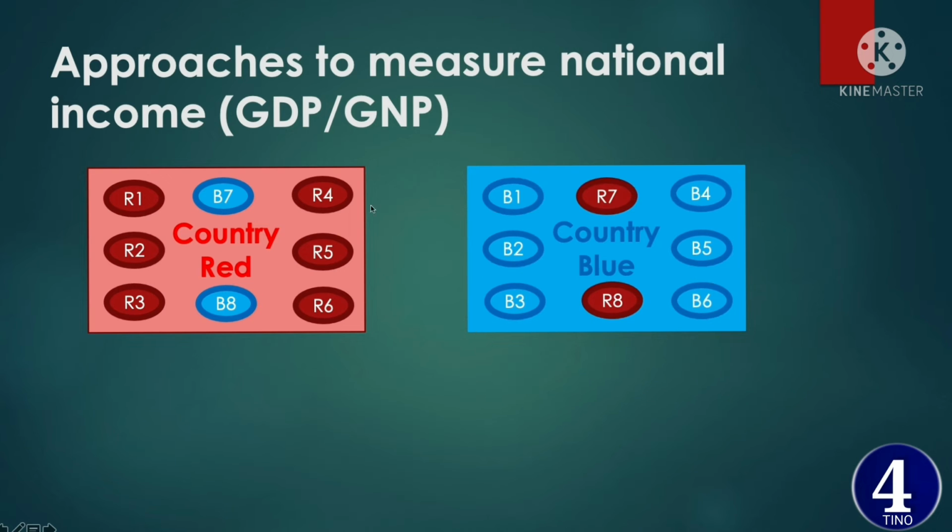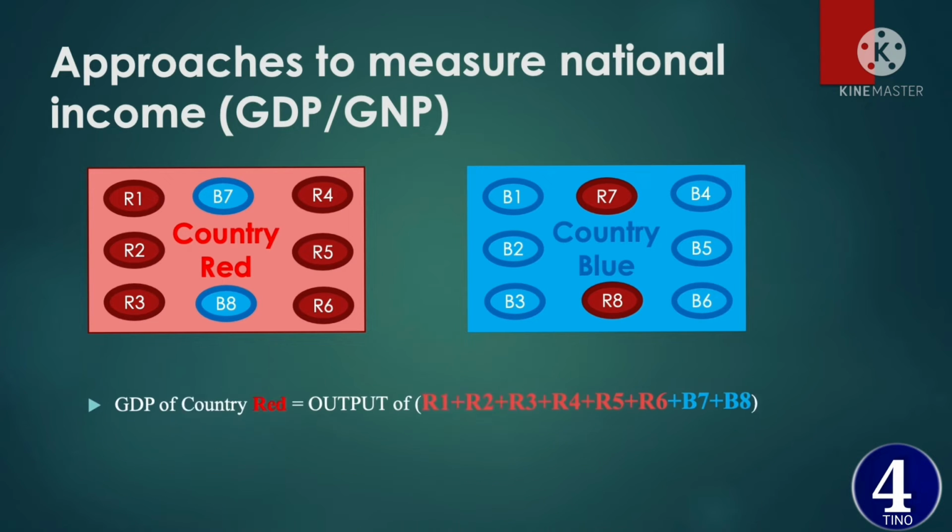Similarly, let's say that country blue has citizens B1, B2, B3, B4, B5, and B6 inside the country, and also foreigners R7 and R8 from country red who work in country blue as workers. So let's have this scenario. And next to that, let's make differences between GDP and GNP.